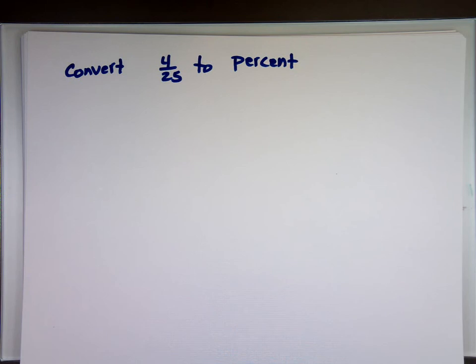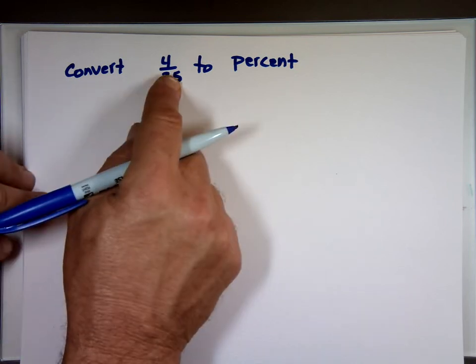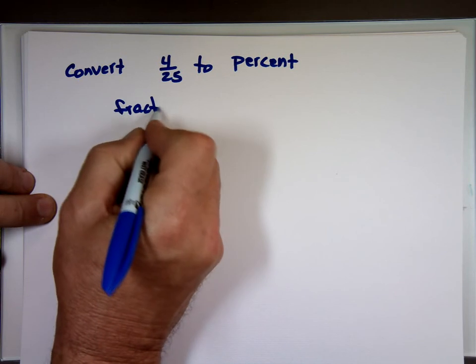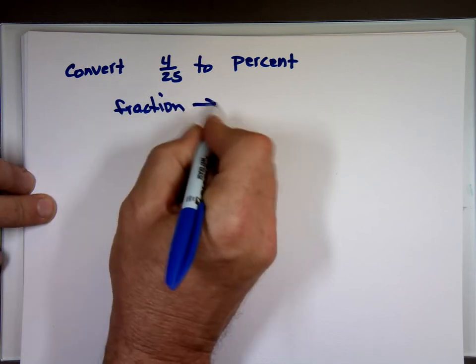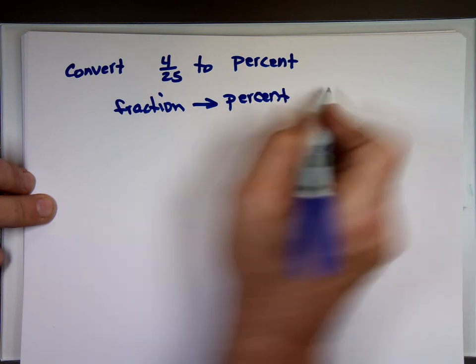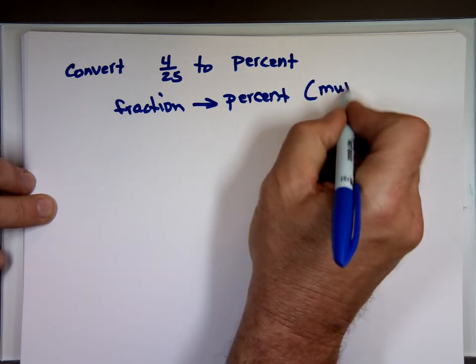Now notice you have a fraction, you want to go to percent. Fraction, that's what you have. And you want to go to percent. What's the rule? Multiply, right? By 100.